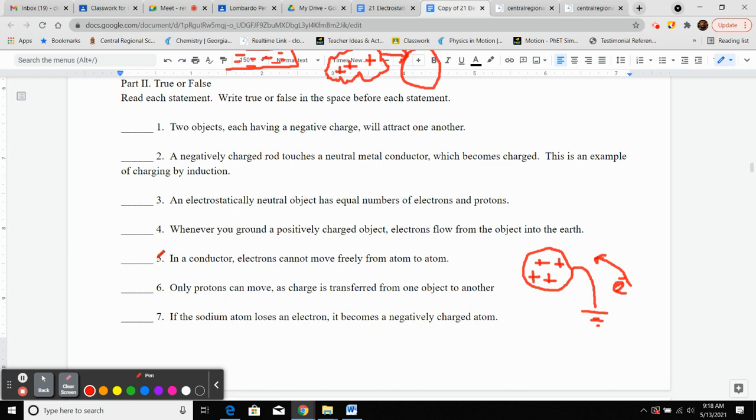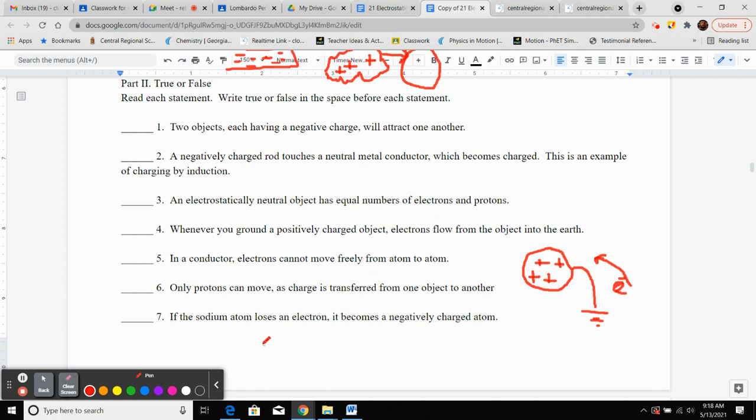In a conductor, electrons cannot move freely from atom to atom. That is false. In a conductive material, the electrons do move easily and freely. 6, only protons can move. Nope, absolutely not. Protons are not moving. Okay, it's the electrons that are moving around. So 6, false.